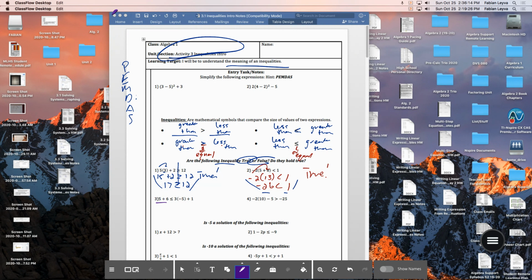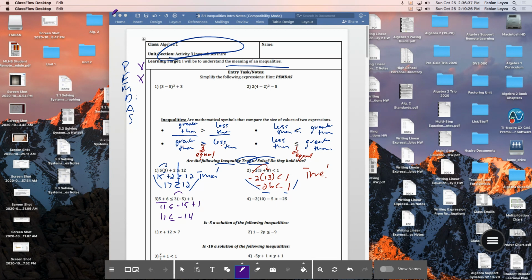Now, I always like to simplify one side at a time. So 5 plus 6, notice it's just plus, so that's a pretty easy one, is just 11. But now I have to figure out everything on the right side. Now, there's no work to be done inside the parentheses or no exponents, but there is multiplication. 3 times negative 5 is a negative 15. Don't forget the plus 1. And now I can finish up. Negative 15 plus 1 is a negative 14.